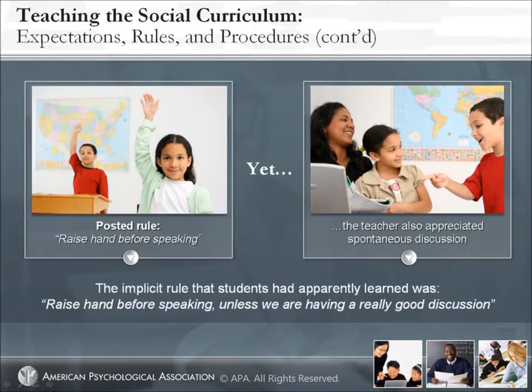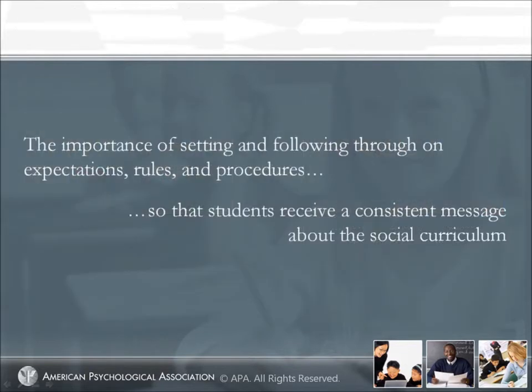In the following sections, we will explore setting and following through on expectations, rules, and procedures so that students receive a consistent message about the social curriculum. The importance of setting expectations early.